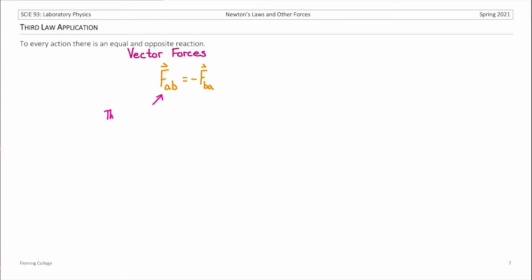And we're using our notation here to say the force from A acting on B. And when we flip the subscript notation to have BA, we're considering the force from B acting on A. You will likely have experience with this.